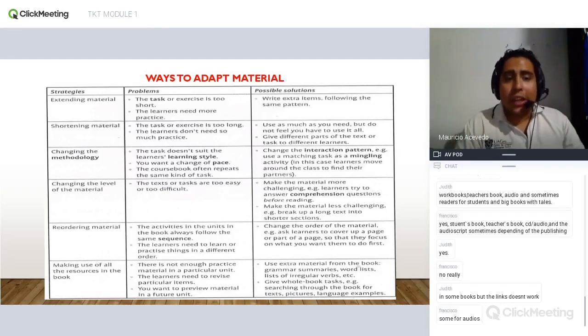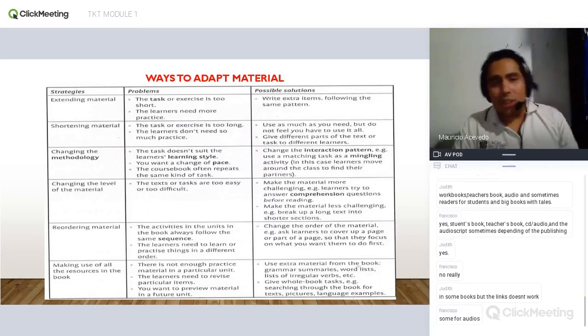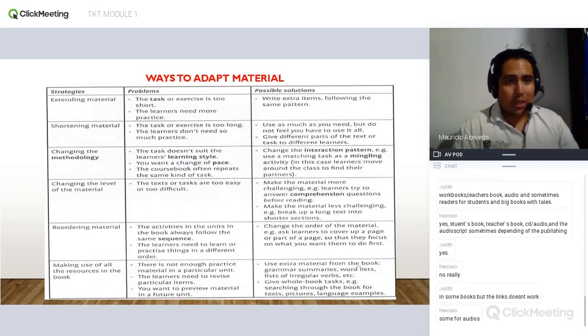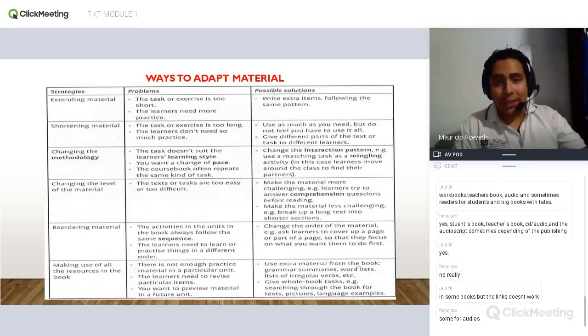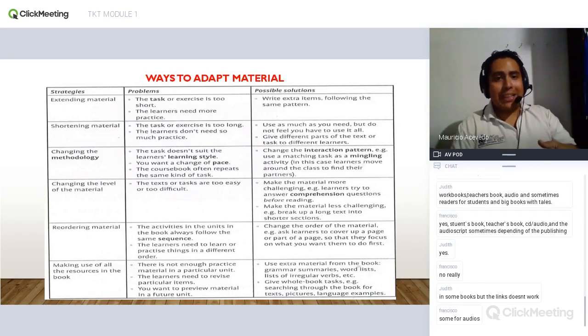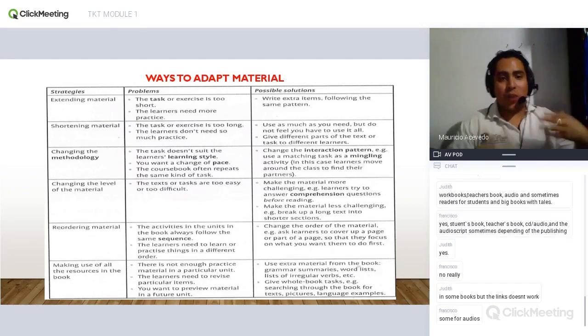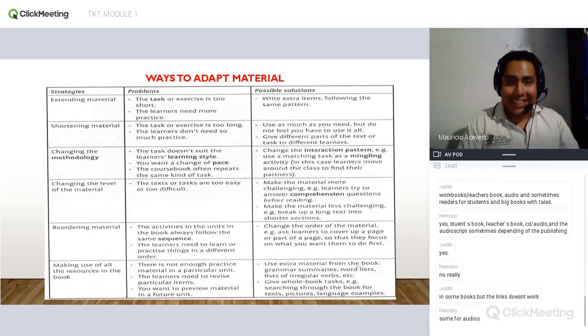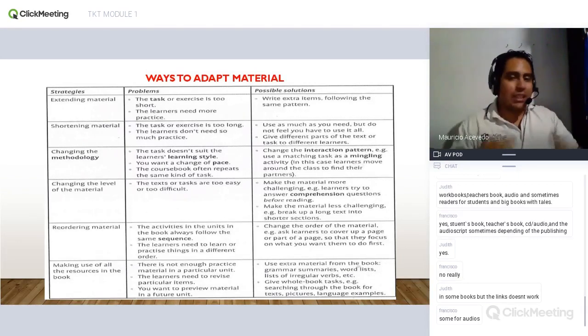Okay, you can also change the methodology. This is called the strategy, changing the methodology. The task doesn't suit the learners' learning style. Okay, so you know that this is a big problem because sometimes you have only visual students, and maybe the task is for kinesthetic, and you only have like 5 students that are kinesthetic. Okay, so maybe you would try to change the activity, something that includes both styles.